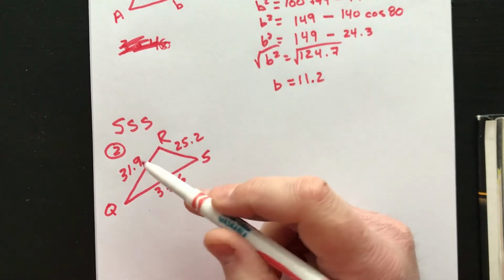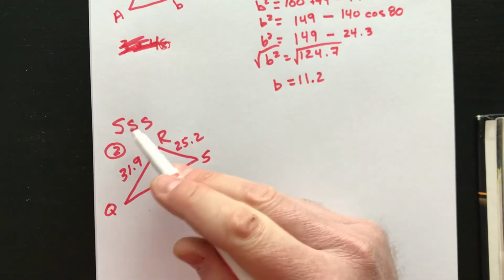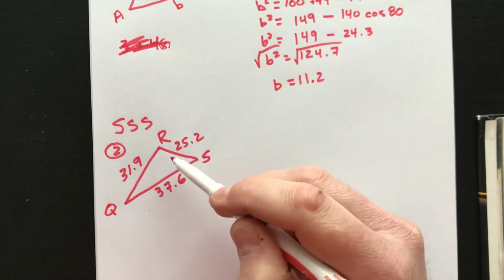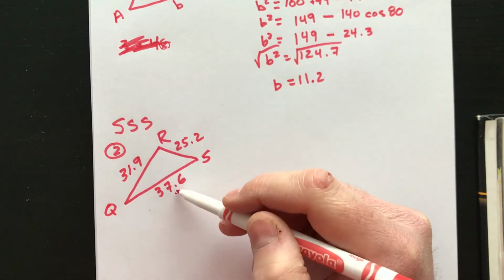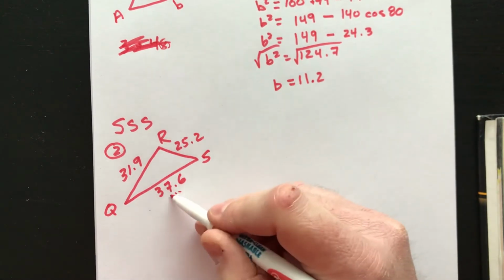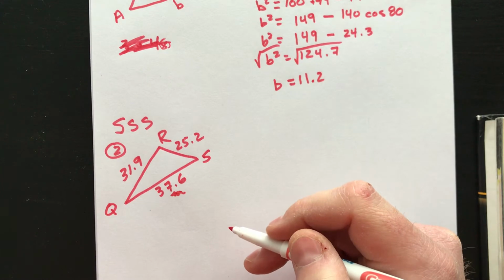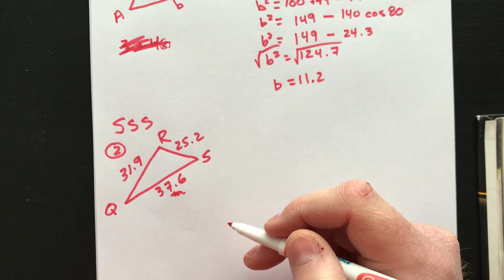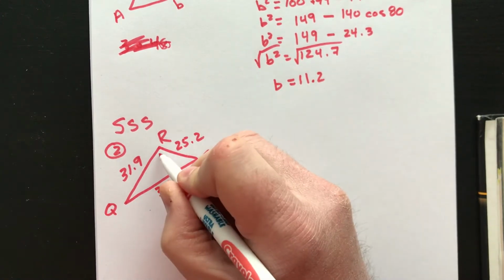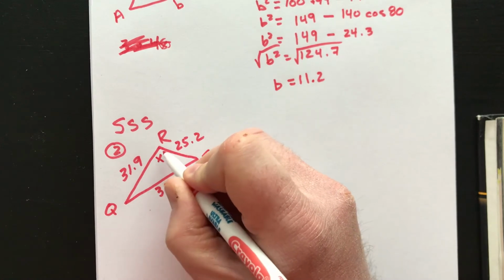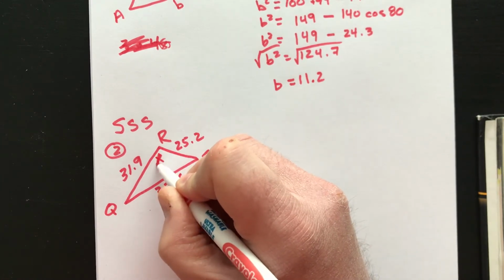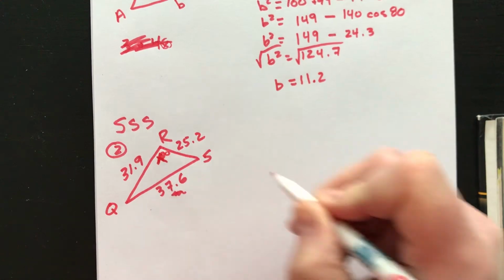They gave us side, side, side. This is a side, side, side problem. We know all of the sides. So right away, we should say we're using law of cosines. All right, sorry about that. They want us to round to the nearest tenth. What is the measure of angle R? That we need to know this angle. All right, and actually I'm going to call it capital R degrees.